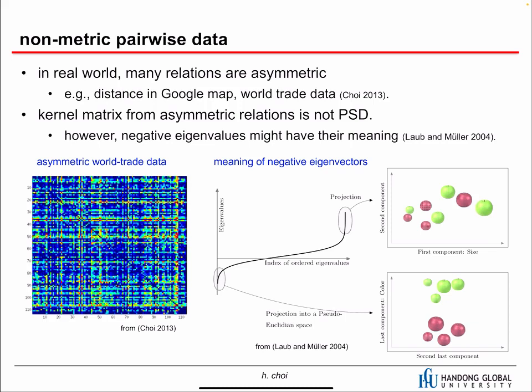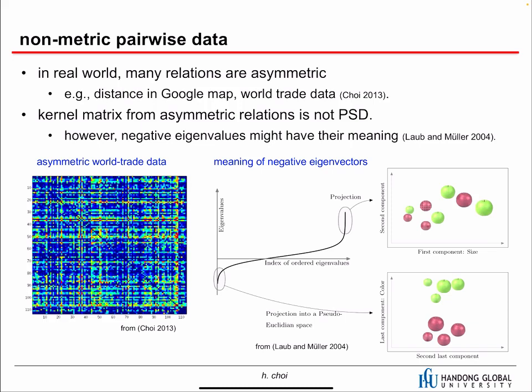Then think about the world trade data, and this is not a distance. Importing and exporting are not symmetric. So in this case, the distance matrix is not a distance. And the kernel matrix from asymmetric relations is not positive semi-definite. If the inner product matrix is not positive semi-definite, then the distance implied by the kernel matrix or inner product matrix is not a distance.